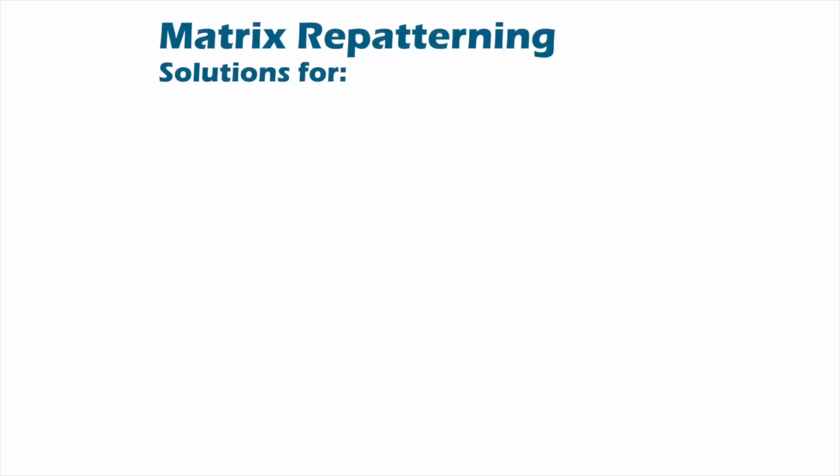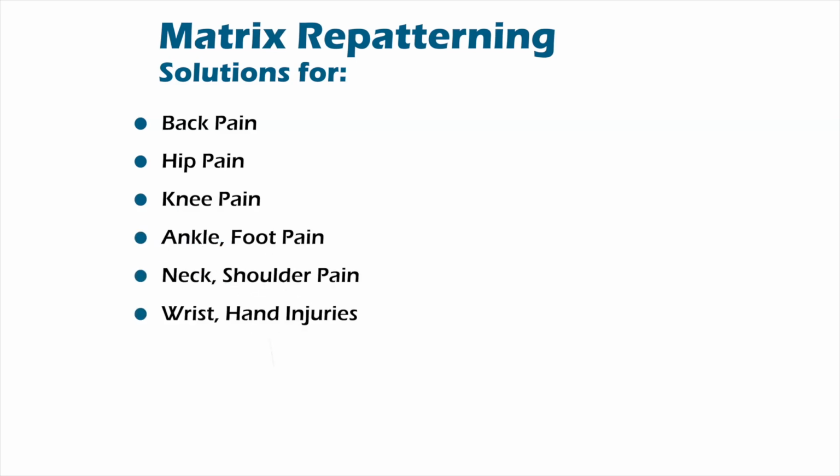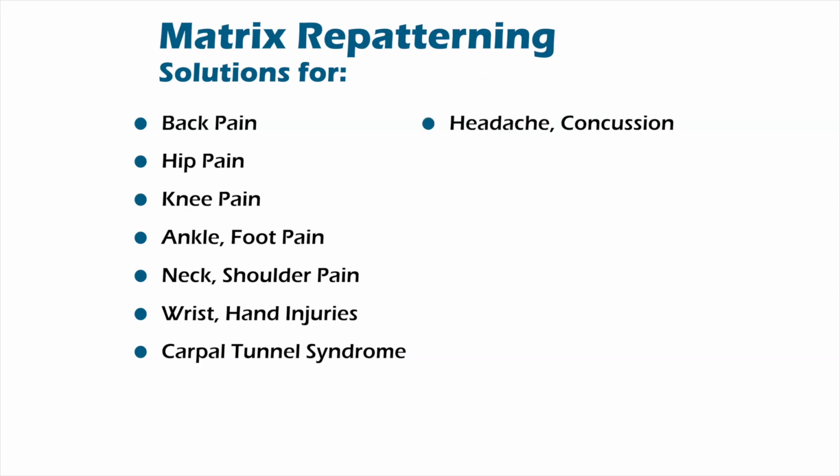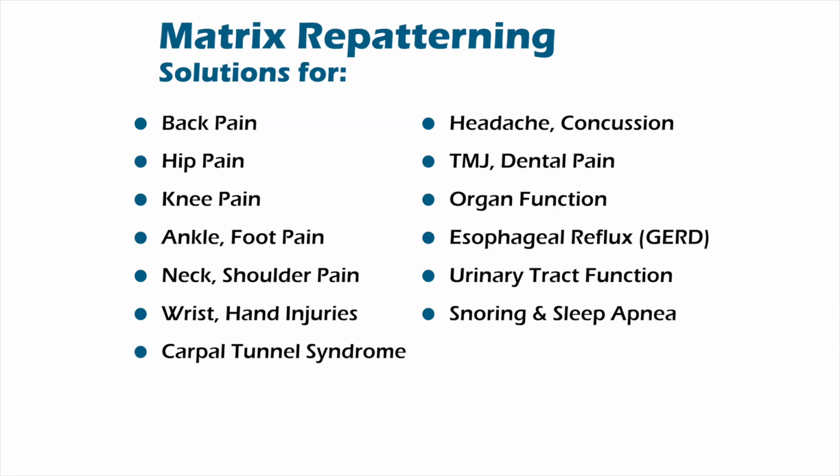We've been able to apply matrix repatterning to many conditions over the years: back pain, hip pain, knee, ankle, foot, neck and shoulder pain, wrist and hand injuries, carpal tunnel syndrome, headaches and concussion, as we've talked about today, TMJ, dental issues, trigeminal neuralgia, for example, various forms of organ dysfunction, including incontinence and digestive disorders, esophageal reflux, urinary tract function. Snoring and sleep apnea is a very large area that we've been able to help with, which is often a mechanical issue. And of course, chronic pain in many forms.